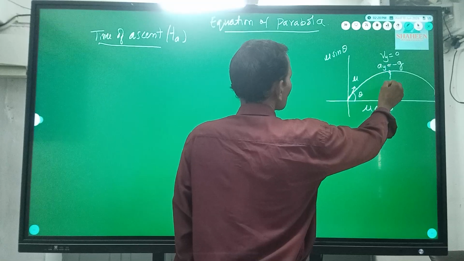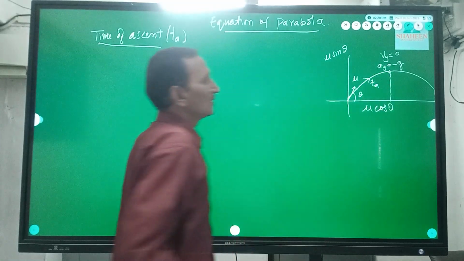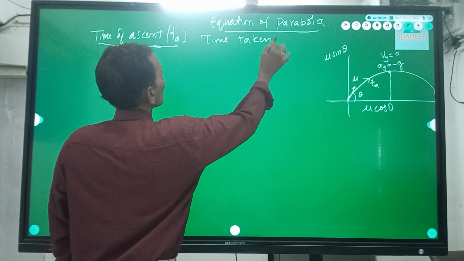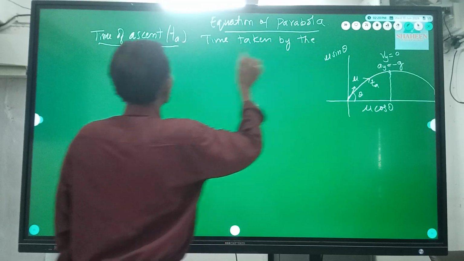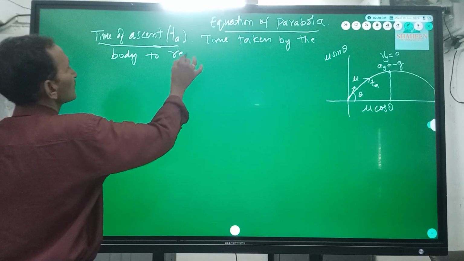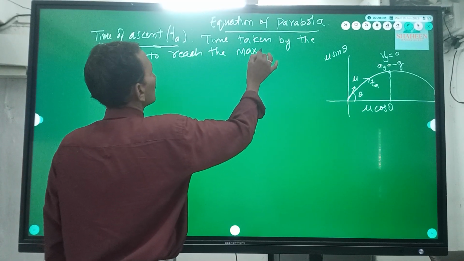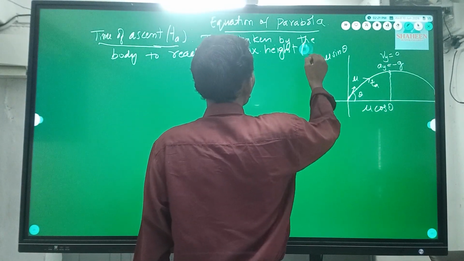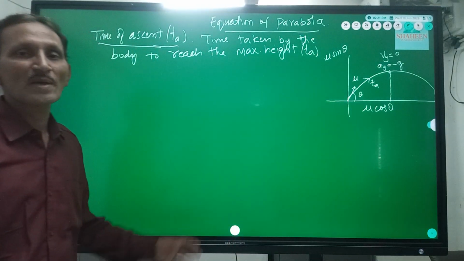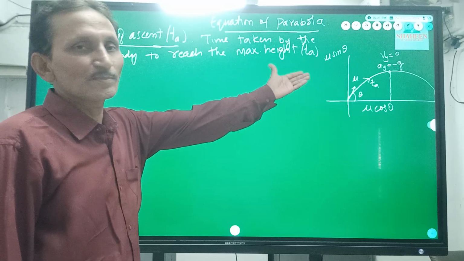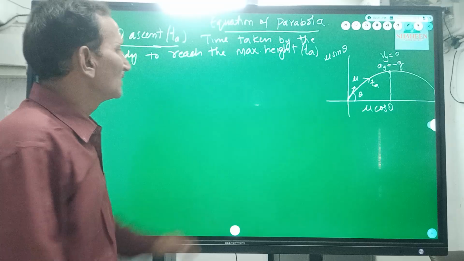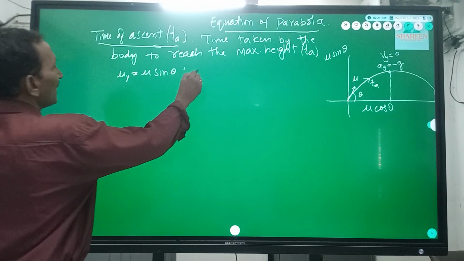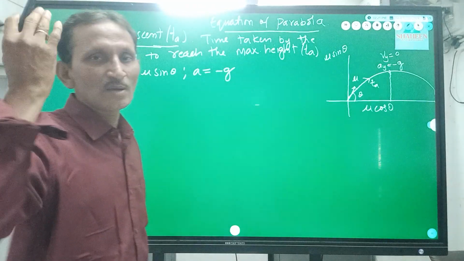Now at the highest point, let us calculate the time of ascent, the time of going up. What is the time of going up? The time taken by the body to reach the maximum height is called the time of ascent. The startup velocity along the y direction is u sin theta, and when the body is going up, its acceleration is g.